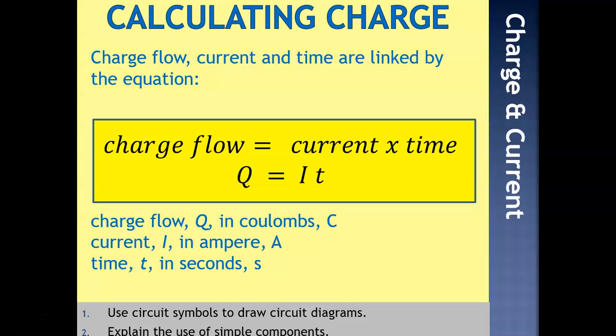Now, as this is physics, we have some equations that we need to learn. Our first equation we need to learn is this. Charge flow, current and time are linked by the following equation. Charge flow is equal to current times time, or Q equals I t. You need to get that down. You need to be able to draw it in an equation or a triangle so you can rearrange it, and you need to make sure you have those units. So if you could pause the video and copy that down for me, please.